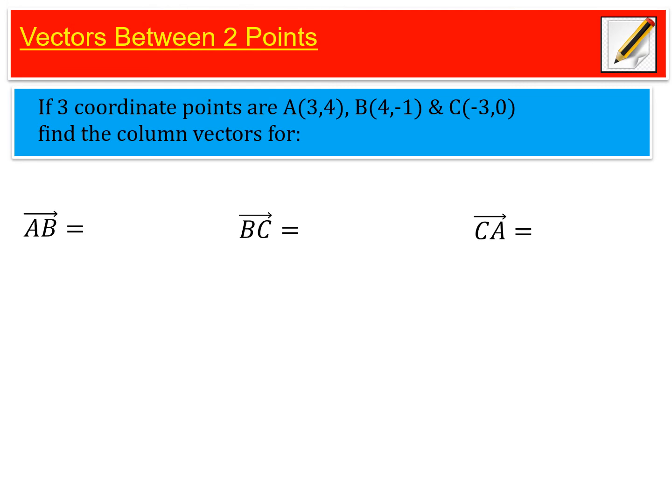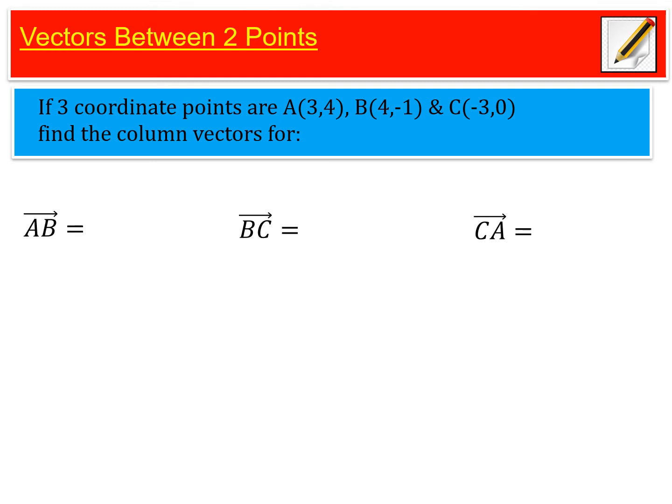So here we're going to look at examples where we're not going to plot the coordinate points, we're just going to find the column vectors using the little formula. We've been given 3 coordinate points, A which is (3, 4), B which is (4, -1), and C which is (-3, 0). And we want to find the column vectors to represent the vector AB, the vector journey BC, and the journey from C to A. So let's look at the first example.